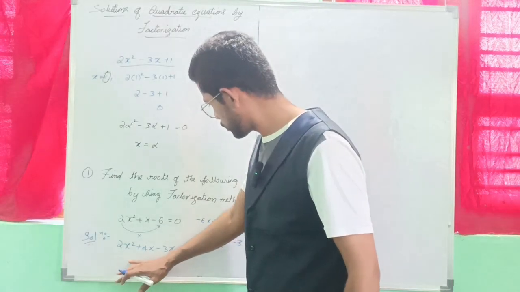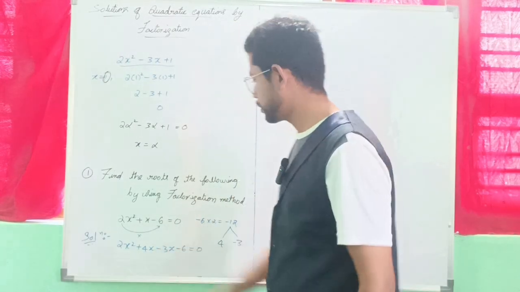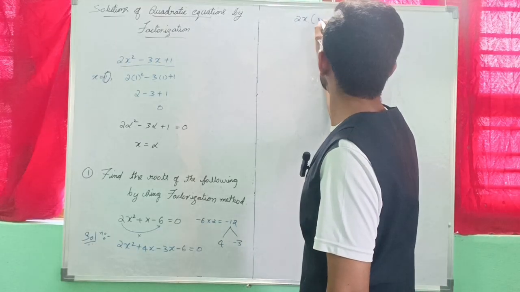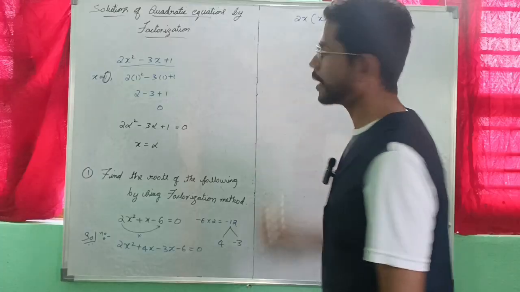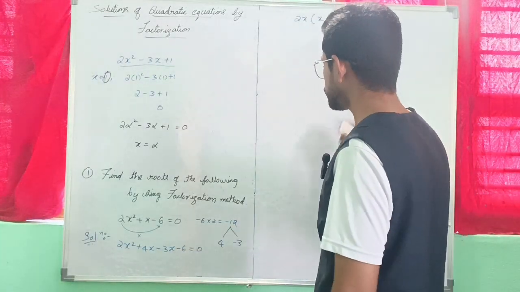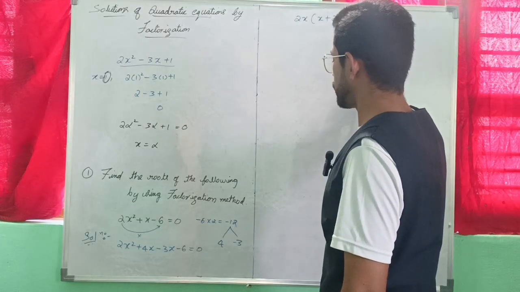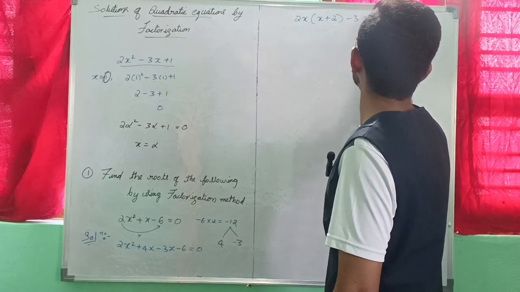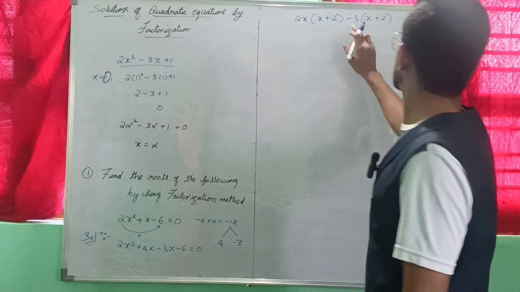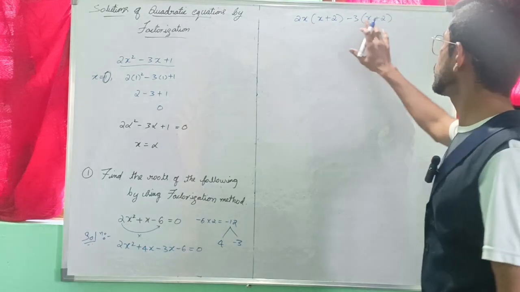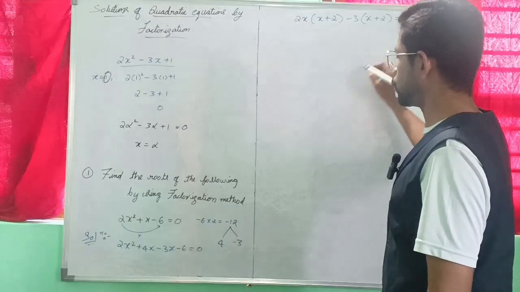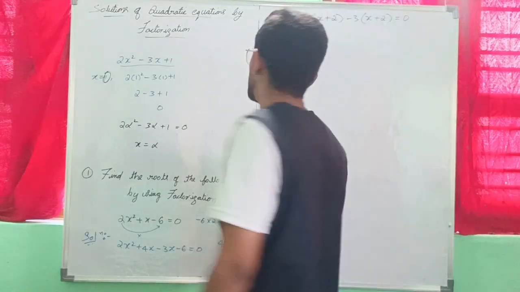Now we can take 2x common, right? When we take 2x common, the remaining is x plus 2. And also we can take minus 3 common, and we get x plus 2. So we get minus 3 into x plus 2, which is equal to 0.